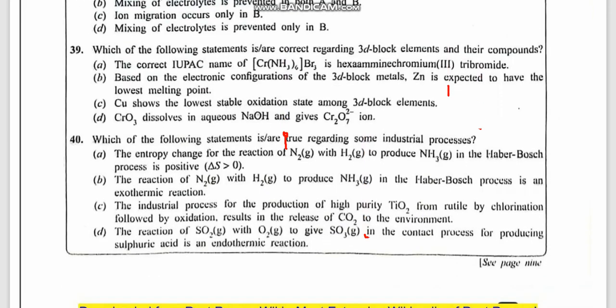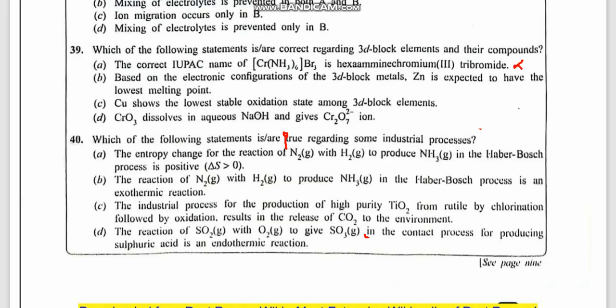Then 39. Which of the following statements are correct regarding the 3d block elements and their compounds? The correct IUPAC name of this, hexaamminechromium(III). Yeah, the cation part is correct, but you can't put tribromide, no. That's the anion part. This is a full compound, not an ion. We don't put tribromide. We write it hexaamminechromium(III) bromide.